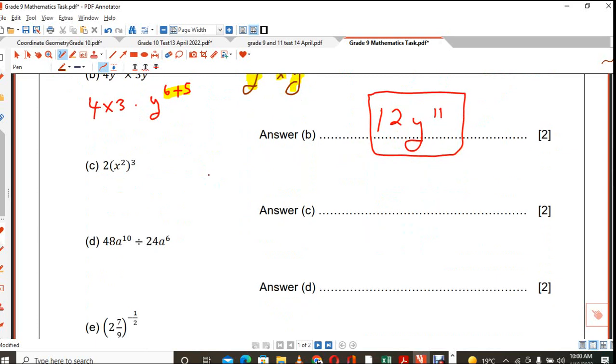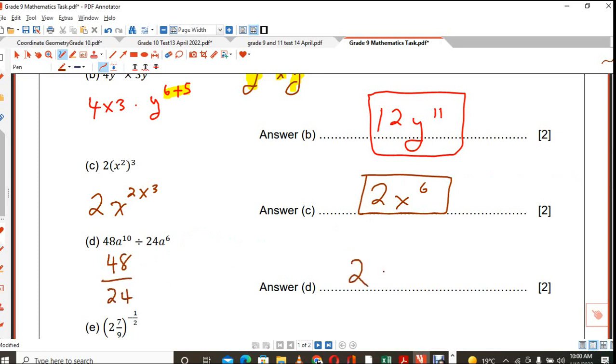All right? The cube has nothing to do with the 2. So that 2 is on its own. The only thing you must do is multiply the indices. So this is 2x raised to the 6th power. 2 marks there. Again, this one, I don't know why it's difficult. You can do that. 24 goes into 48 2 times.